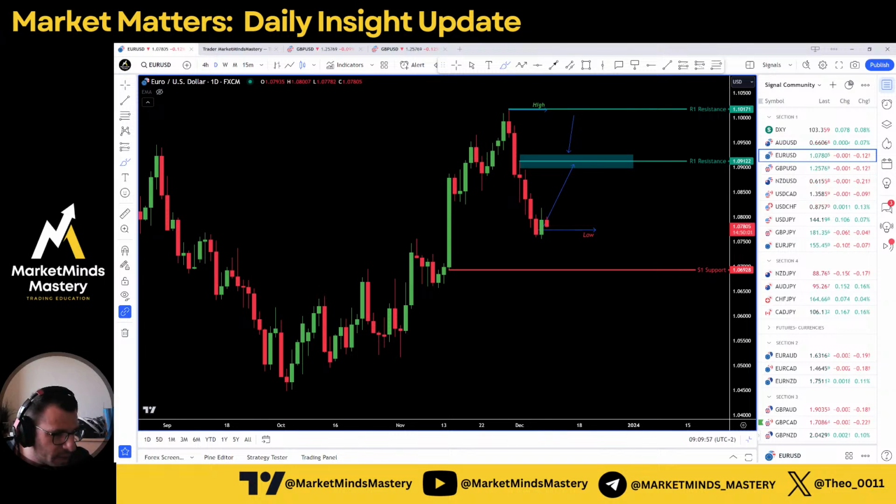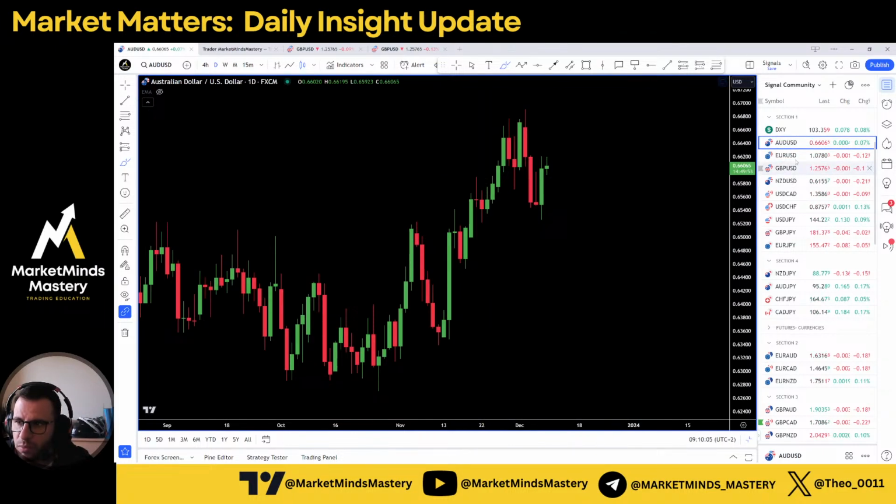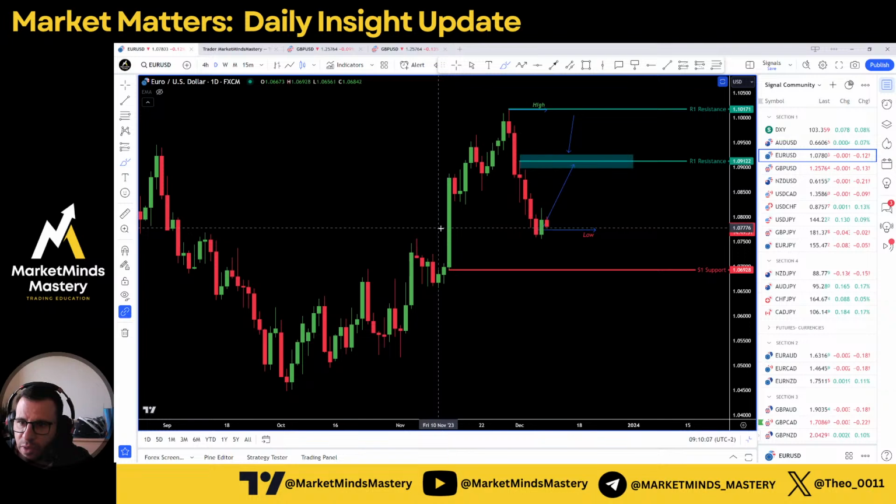Rory asked, do we just wait for it to come lower? Are you talking about the Aussie, Rory, or the euro? As Theo said, that is acting as a minor support level.